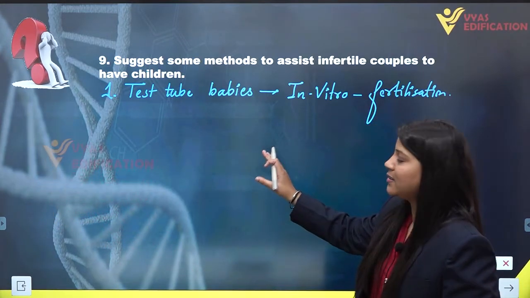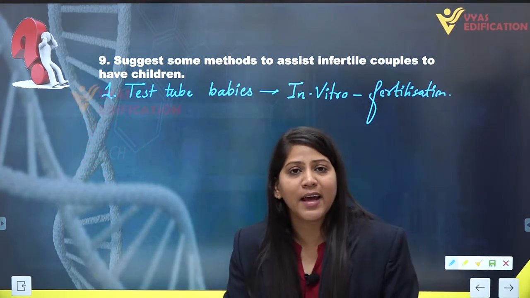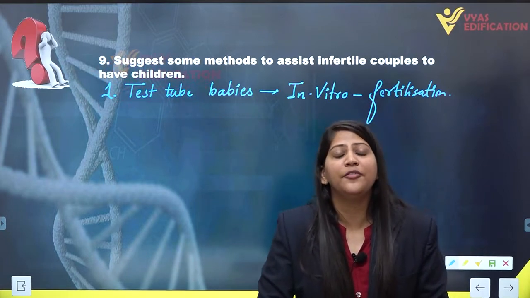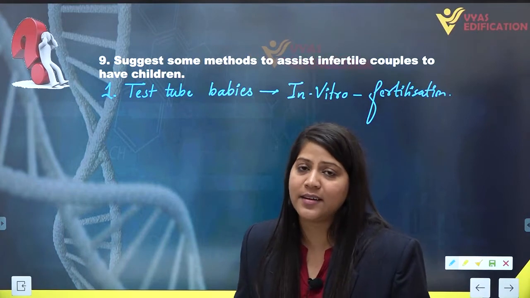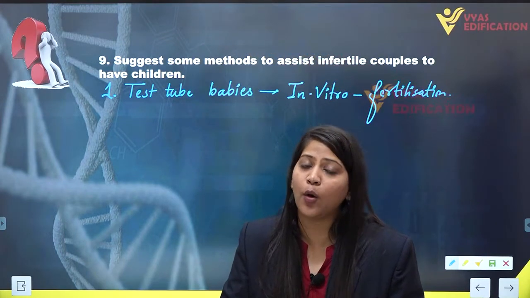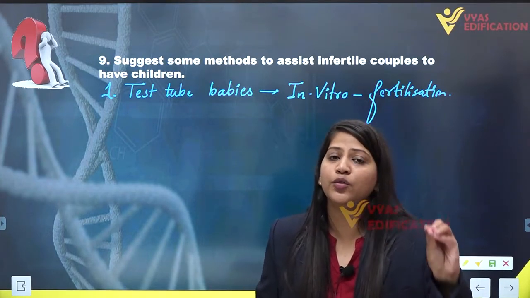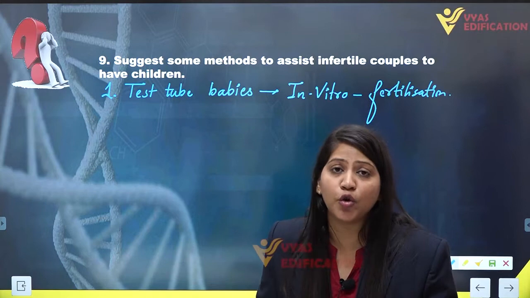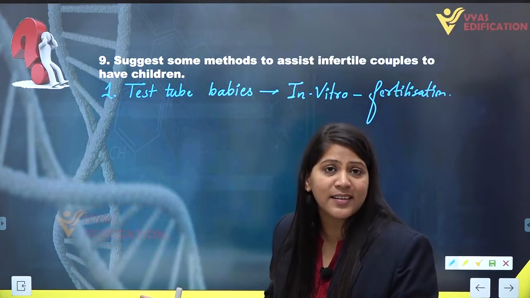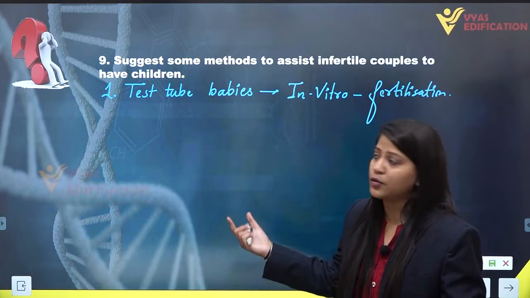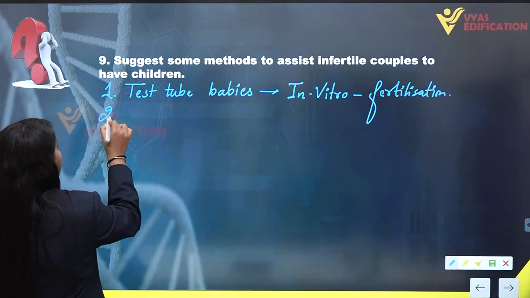Now, test tube babies are a kind of in vitro fertilization. In this technique, sperm meets the female gamete or ovum in the laboratory. As a result, a zygote is formed. This zygote is transferred into the uterus or fallopian tube of a normal female. The babies produced through this technique are known as test tube babies. So this is one kind of technique to assist infertile couples to have babies.